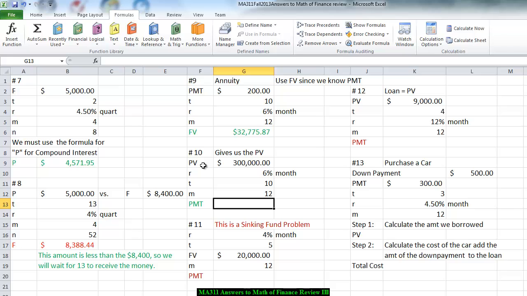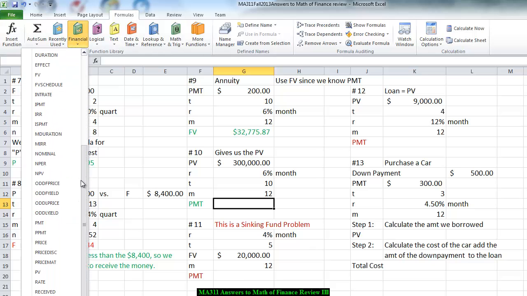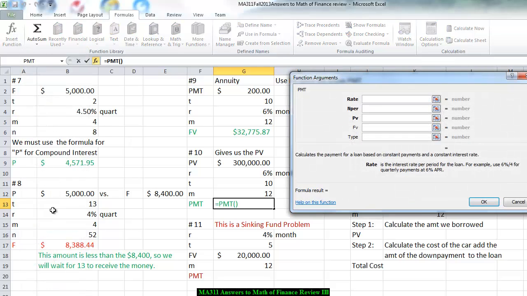And present value can be withdrawing money that we have now to pay us, as in a retirement fund, or it could also be for a loan. But whatever the situation, we're going to use the payment function, which is PMT. So we go to Formulas, we go to Financial, and we're going to go for our payment function.